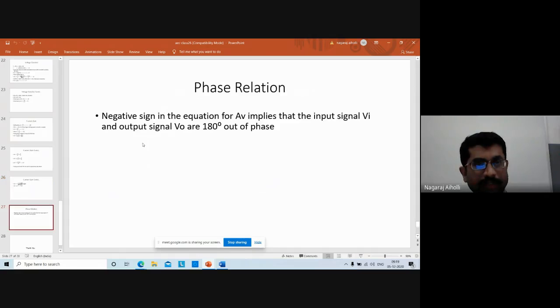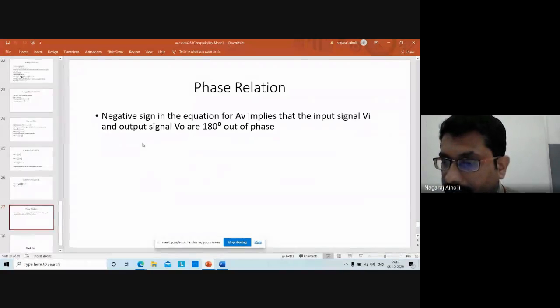Then the negative sign in the equation of AV, voltage gain, indicates that the output voltage and the input voltage are 180° out of phase, because AV is minus R naught parallel RC by RE. Negative it is.